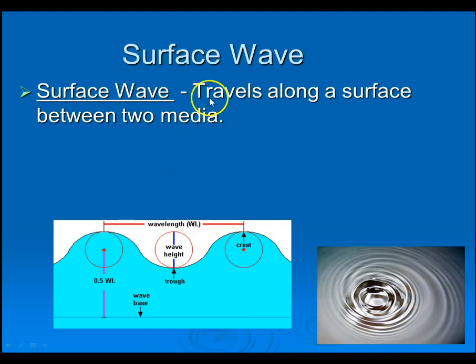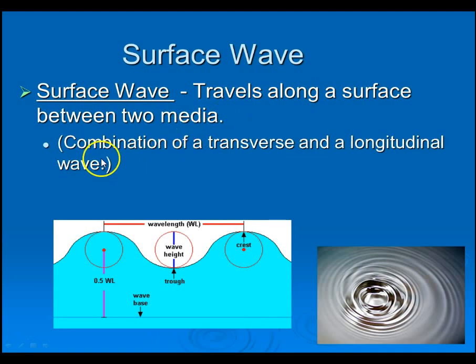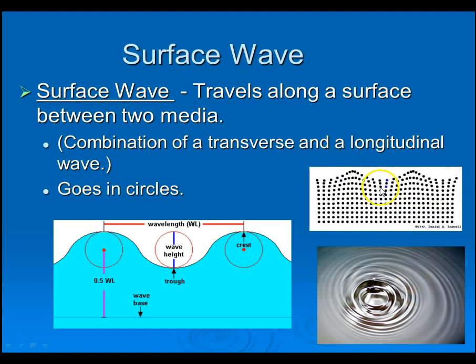Now, our third kind of wave is called the surface wave. This is where it travels along the surface between two media. This one is kind of a combination of a transverse and a longitudinal wave, and it actually goes in circles. So if you watch the motion of any one of those individual particles, for the most part, they're not going up and down or side to side. They're kind of going both. The closer they are to the surface, the more movement there is. This one down here is still going in a circle, but obviously a smaller circle.